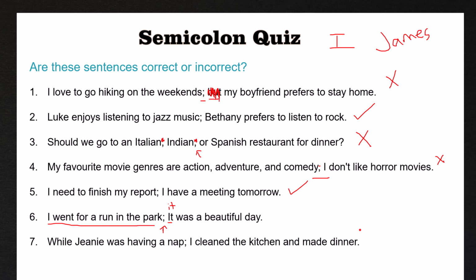Number 7 is incorrect. While Jeannie was having a nap, I cleaned the kitchen and made dinner. While Jeannie was having a nap is a dependent clause. And remember, we do not use semicolons to separate dependent clauses and independent clauses. We only use it to separate 2 independent clauses that are closely related. So here we have to change this into a comma.